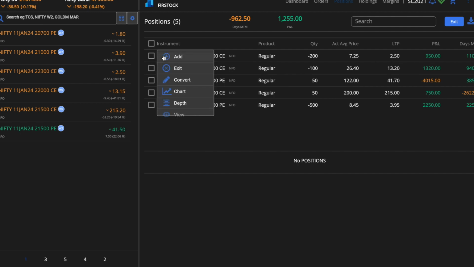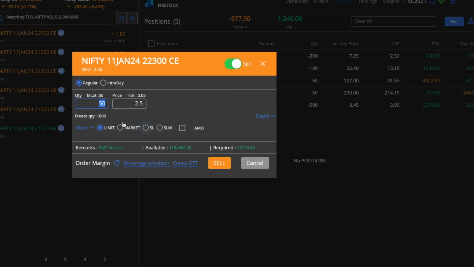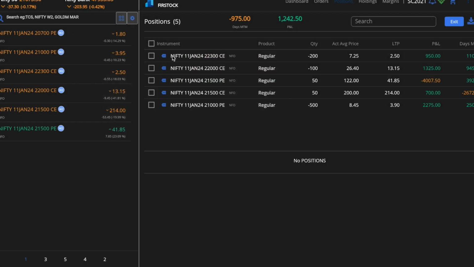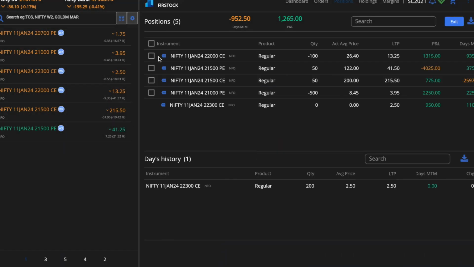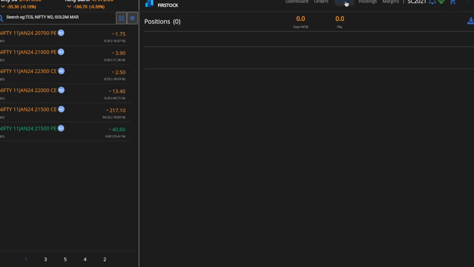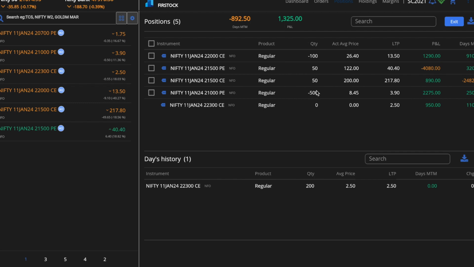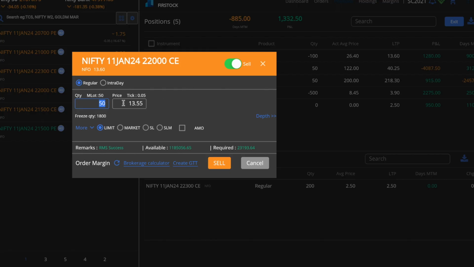So I'll just eliminate this, exit, and cancel. I'll exit it all. We'll exit this position. Okay, this position is exited. Let's check out the margins. Margin is 3 lakhs, and yes, we can go ahead and add 300 quantity. We can go ahead and add 400 quantity if that is allowed.